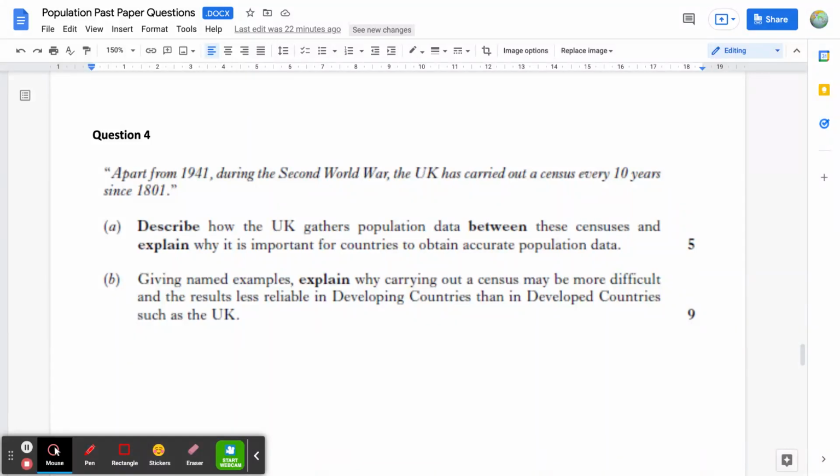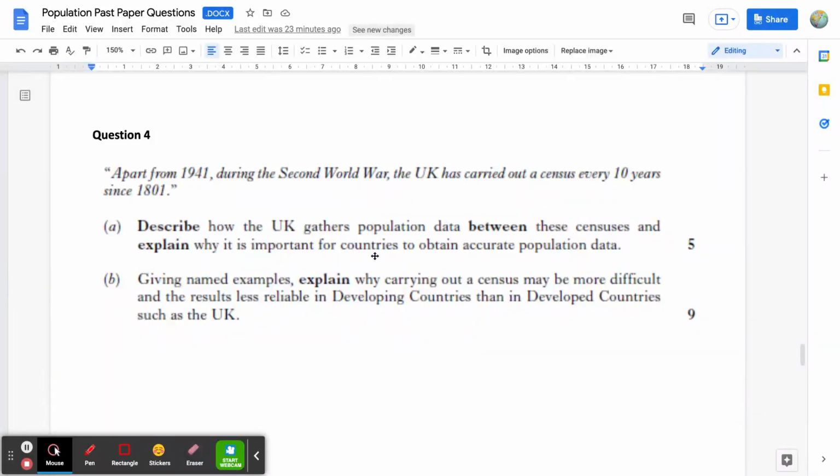Okay, first thing I'd ask you to do is take a look at the two questions. Just pause the video for a second and read through. Now, what you'll notice about these two questions is that they relate to the knowledge you will have developed around census and why we do census, as well as difficulties that countries can experience in gathering data on census.